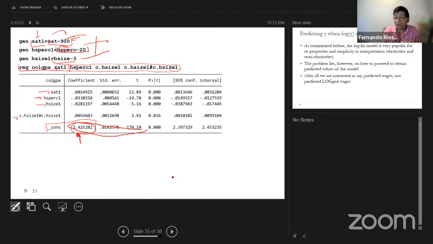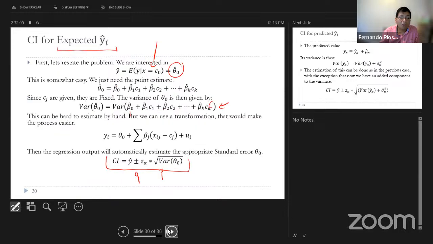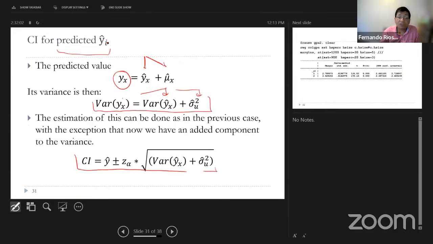Now, the other component that I'm missing is how to obtain the prediction confidence interval for the predicted rather than the expected value. I'm owing you this because, as far as I know, there is no easy way to create this automatically from Stata, but I'm asking them directly. So if they give me an answer, I'm going to give you one. Otherwise, I'm going to write a small code that does this for you.